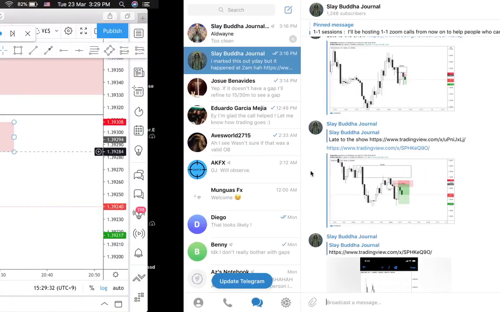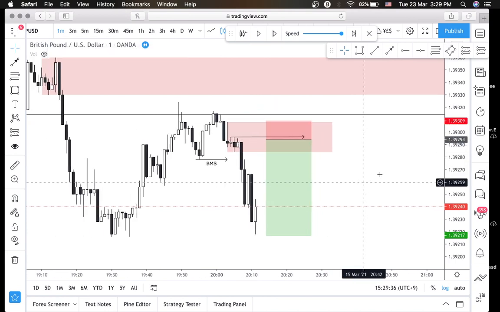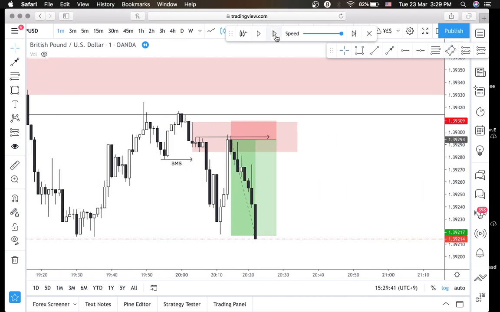Yeah, we entered around there. 1.5 pip stop loss right there. And let's just see what happens. We get into my zone and keep on going down.